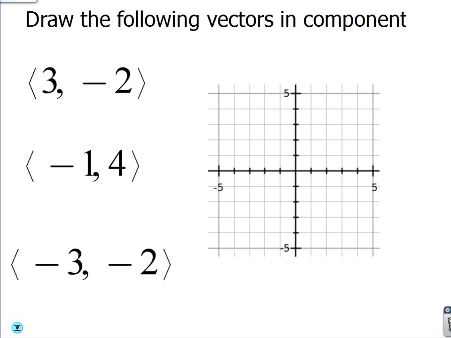You're going to draw the following vectors in component form. 3, negative 2, and I'm not going to spend a lot of time on this. I think we're good with it. 1, 2, 3, negative 2. There's that first vector. Your second vector, negative 1, positive 4, looks like this in component form. And your third vector, negative 3, negative 2, looks like this. Any questions about vectors in component form?